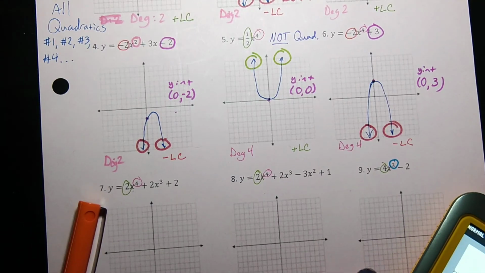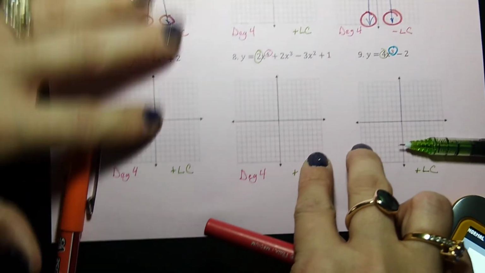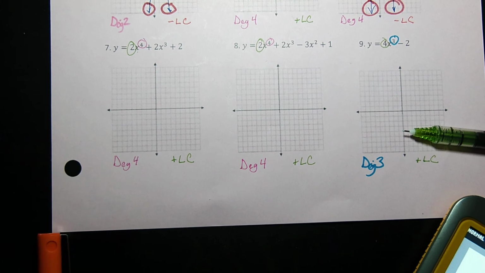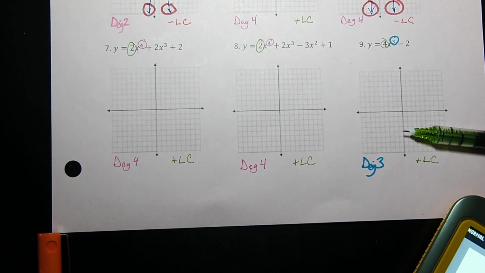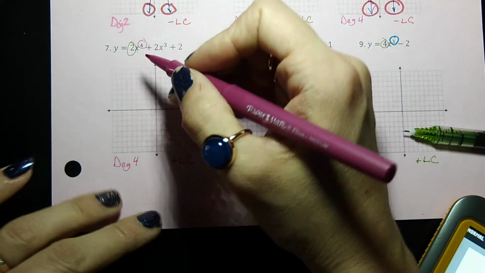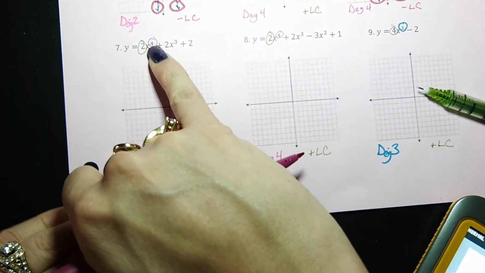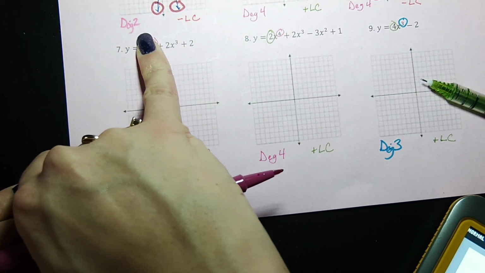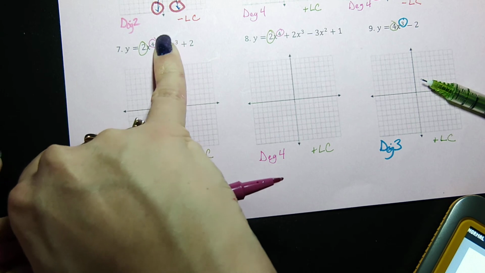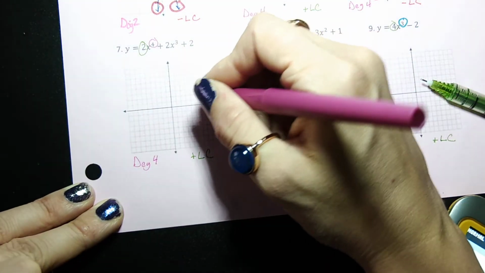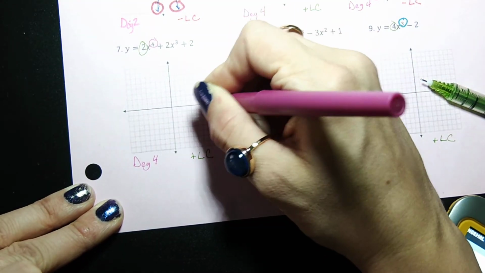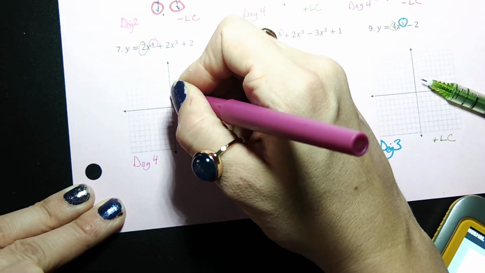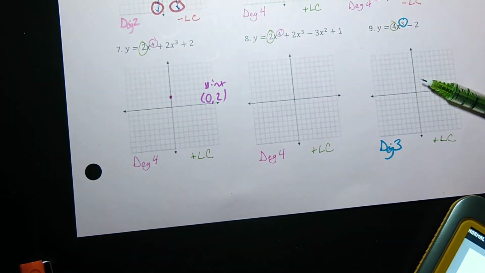Now, our next one, what do you think this one's y-intercept is going to be? Anybody? 2. So if I plug in 0, it's kind of like we're using the cover-up method on both those x terms. 0 to the 4th times 2 is 0. 0 cubed times 2 is 0. So what we're left with is 2. So the y-intercept is 0, 2. So, woohoo! We have an exact point.